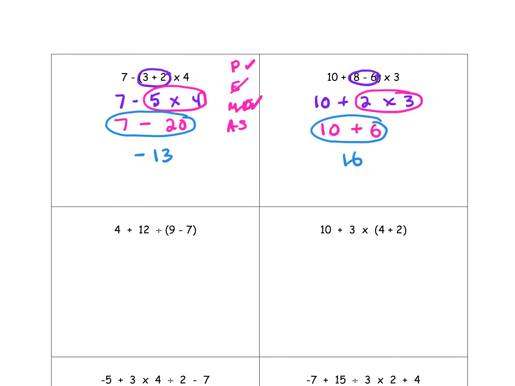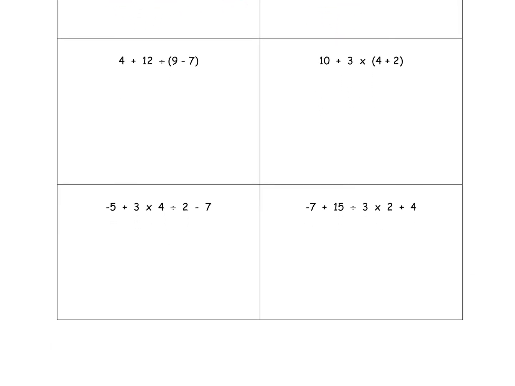And the answer is 16. Our next expression also has a set of parentheses, so we're going to start with parentheses. And we have 4 that we didn't use, plus 12, and division. And then finally, 9 minus 7 would be 2. So that's the first operation we completed.